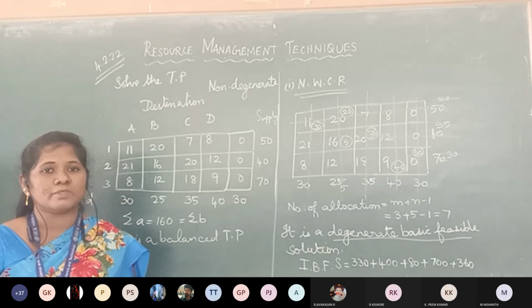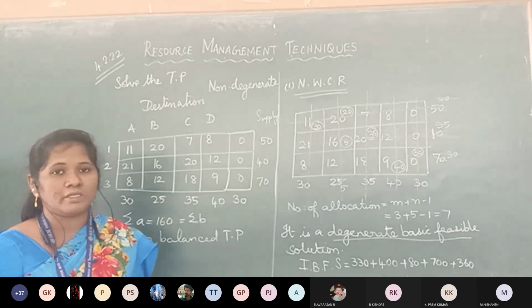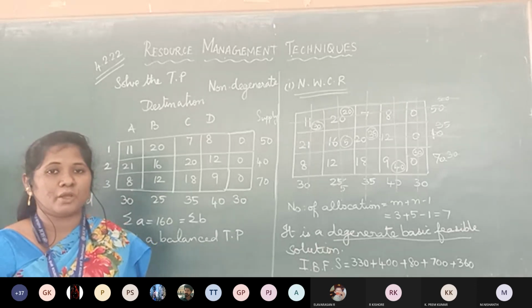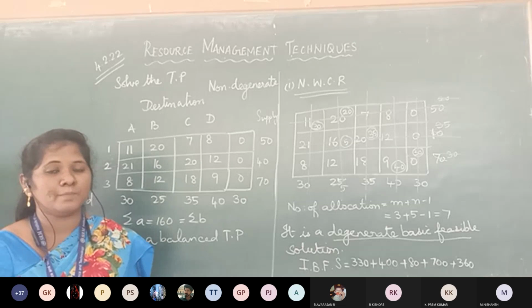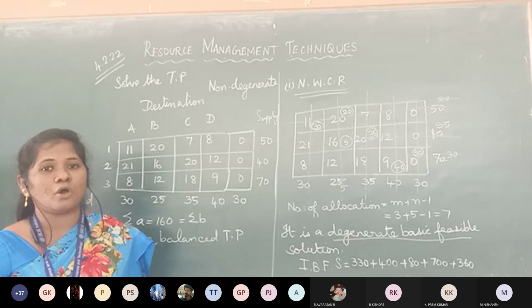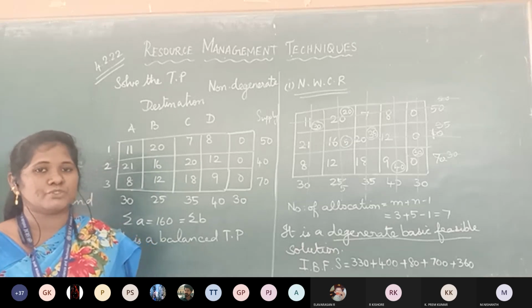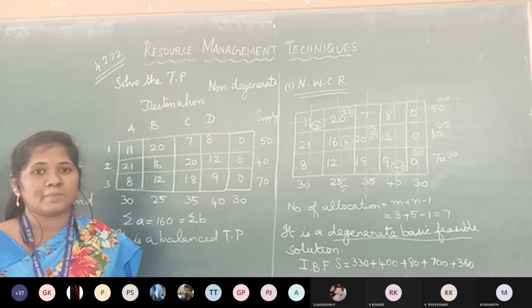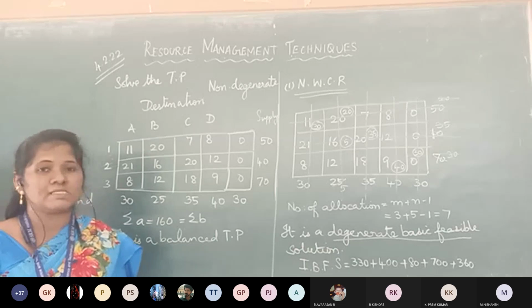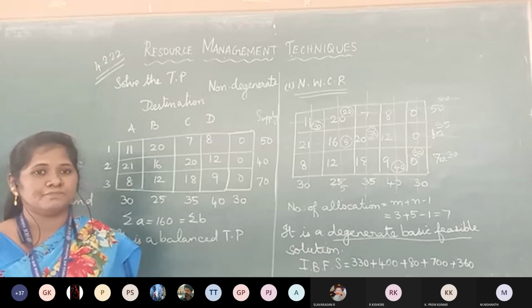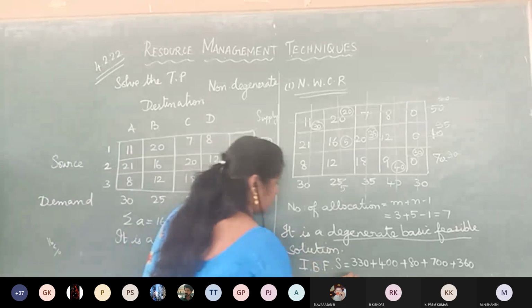In your MCQ pattern questions, they can ask you what is a non-degenerate basic feasible solution. If your number of allocations is equal to m plus n minus 1, it is a non-degenerate basic feasible solution. If it is less than m plus n minus 1, then it is a degenerate basic feasible solution. Now find the total.